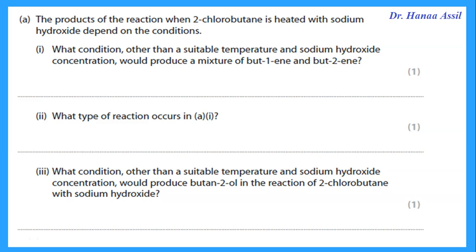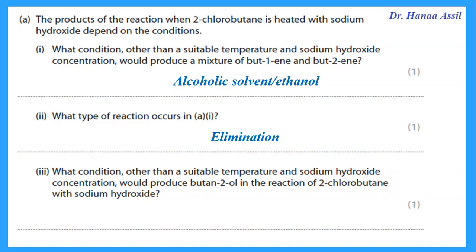Products of the reaction when 2-chlorobutane is heated with sodium hydroxide depend on conditions. Again, halogenoalkane with hydroxide depends on conditions. What condition is needed to produce alkenes? What condition would be needed to change the chlorobutane to but-1-ene or but-2-ene? That means I'm trying to form an alkene. That means I need sodium hydroxide with ethanol or alcoholic solvent. In that case, the hydroxide is doing an elimination reaction.